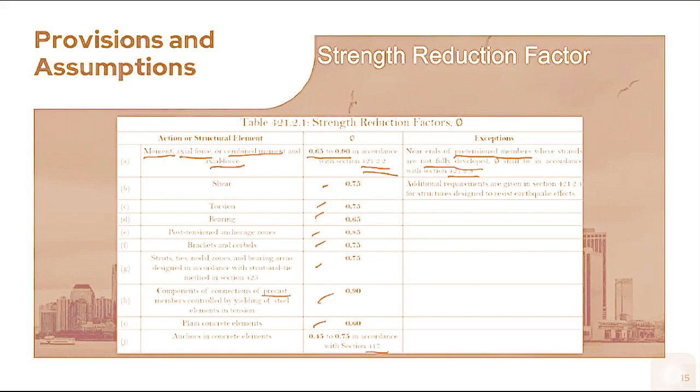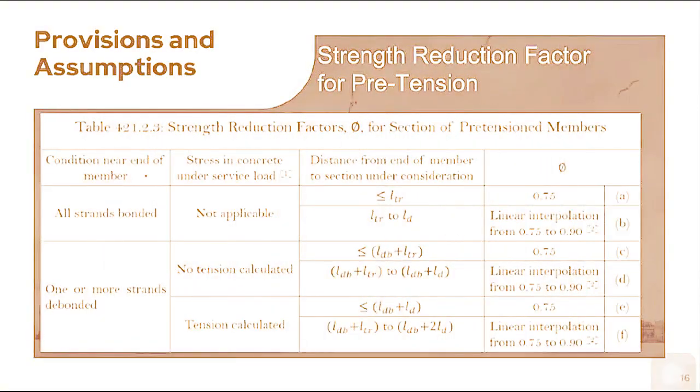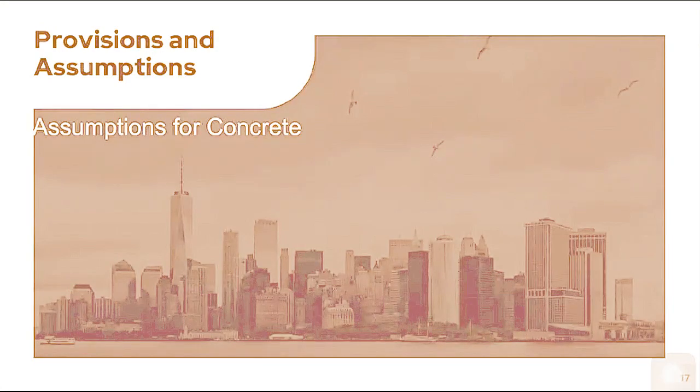So these are the strength reduction factors to be used. For pretension, these are the strength reduction factors, which will be discussed later when we go with the pretension module. So those are provisions. Let's go with some assumptions for this USD.